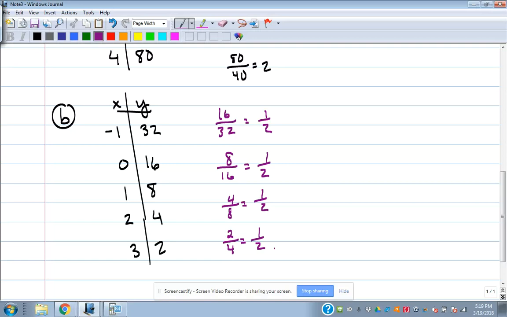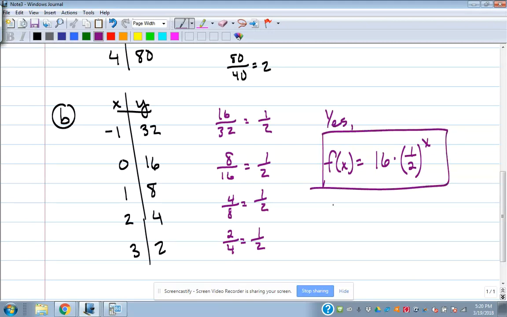So a half. Is this growth or decay? Decay. Obviously, the Y values are getting smaller and smaller as we go. So this is decay. So, yes, f of x. What's C? 16. The 1/2 is our growth factor, or decay factor in this case, since it's going down. It's a small number, and it's to the x power. Fairly simple ones that you can find the function of fairly easily.